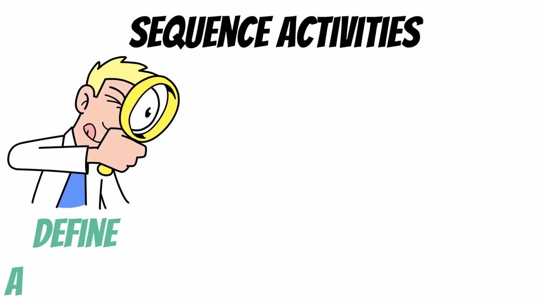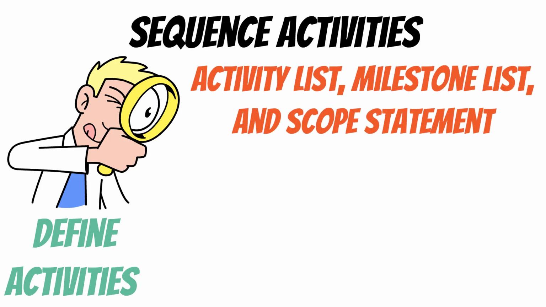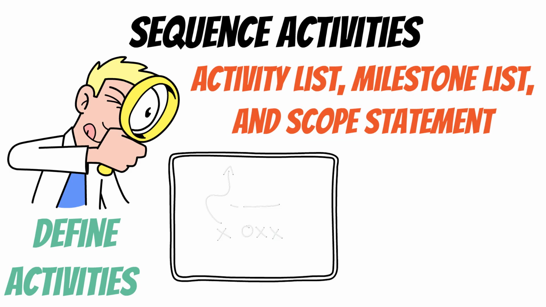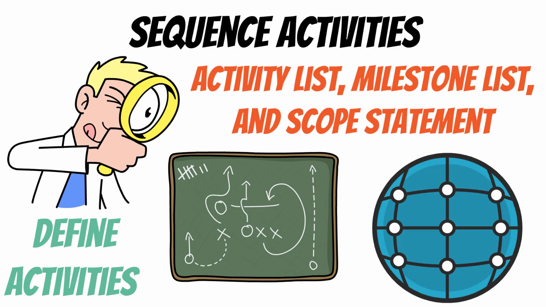Here is the recap. Sequence activities helps you figure out the order of all the tasks you identified during define activities. Inputs include your activity list, milestone list, and scope statement. Use tools like precedence diagrams, dependency analysis, and your project management information systems. Outputs include your network diagram and updates to your documents.